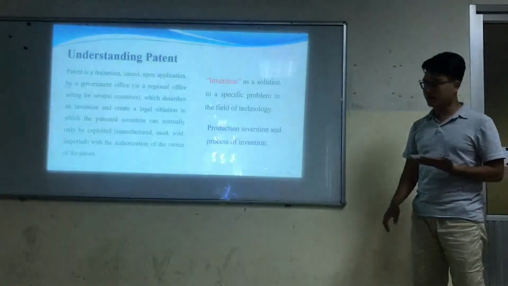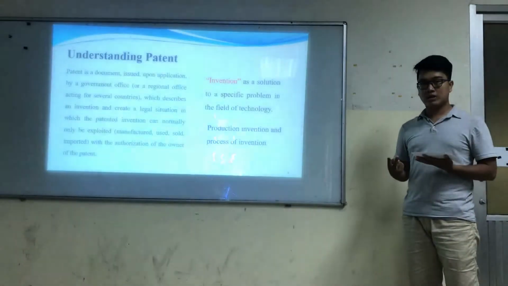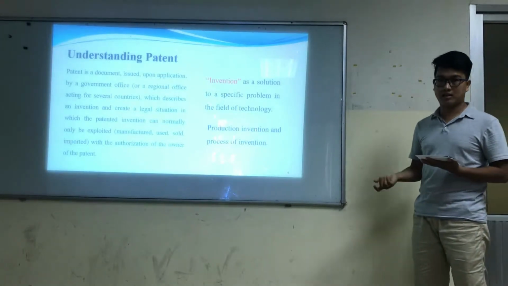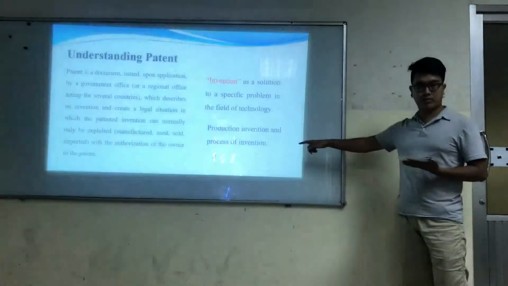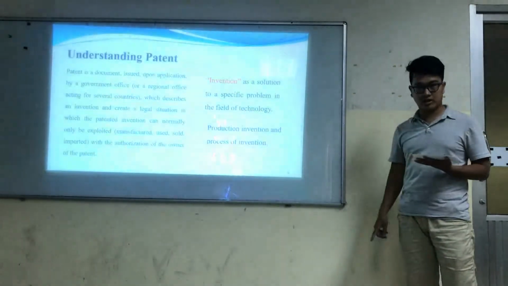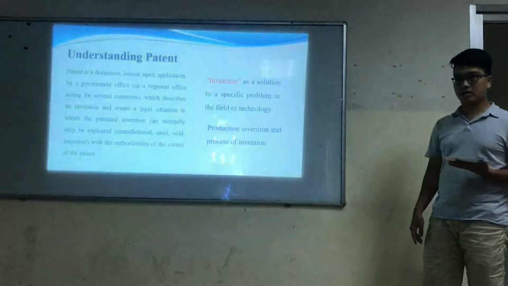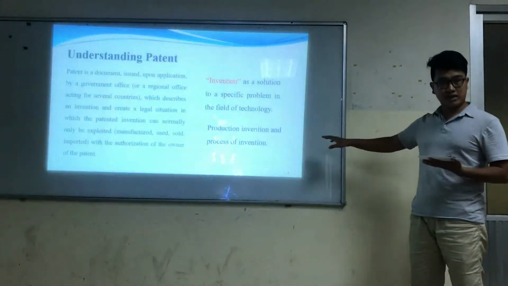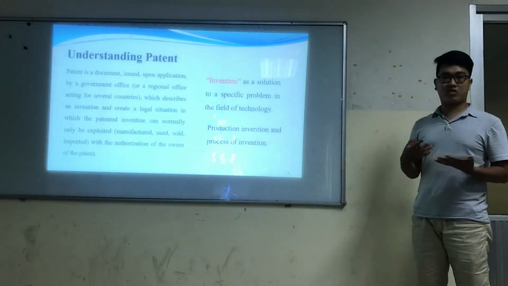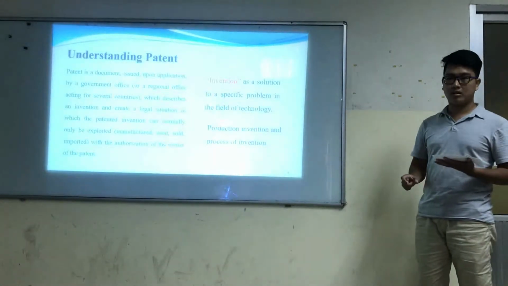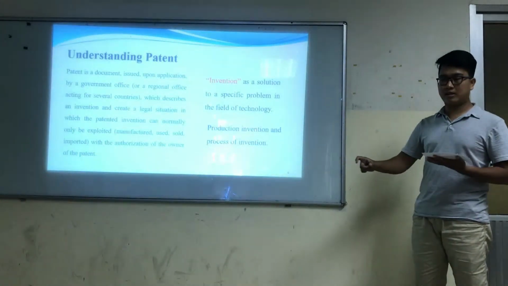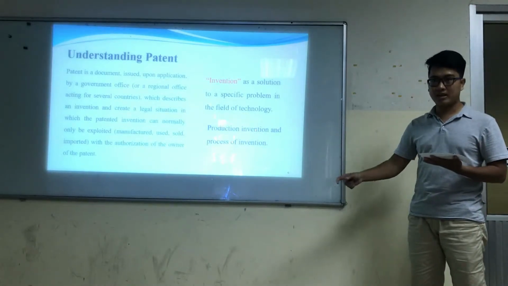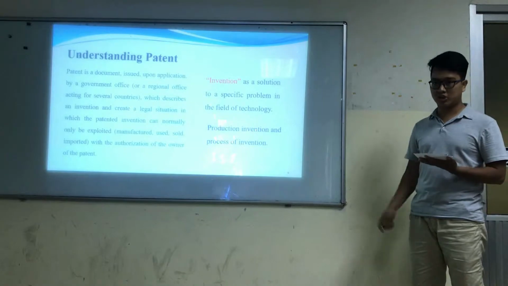And for invention, we only have two kinds of invention in terms of patent rights. The first one is product invention, and the other is process invention. Product invention means that when you create something, that something is called a product invention. But if you create a method of creating something, that's called a process invention.